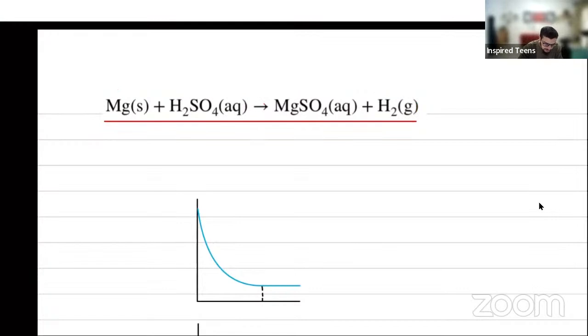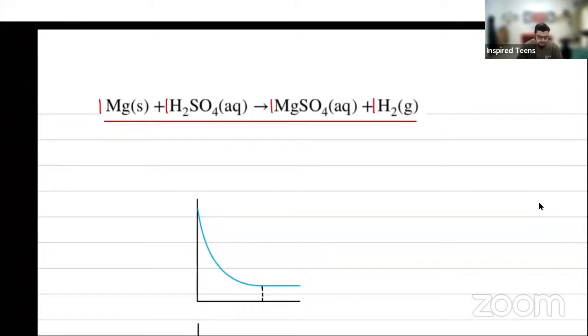For example, in this case, it's 1 mole of magnesium and 1 mole of H2SO4 that's going to form 1 mole of magnesium sulfate and 1 mole of hydrogen. In this case, the molar ratio is 1 for all of them. However, remember that moles do not necessarily mean the same mass of each substance. 1 mole of magnesium is a different amount to 1 mole of H2SO4. What's true is that they have the same number of particles, because that's how we defined 1 mole.